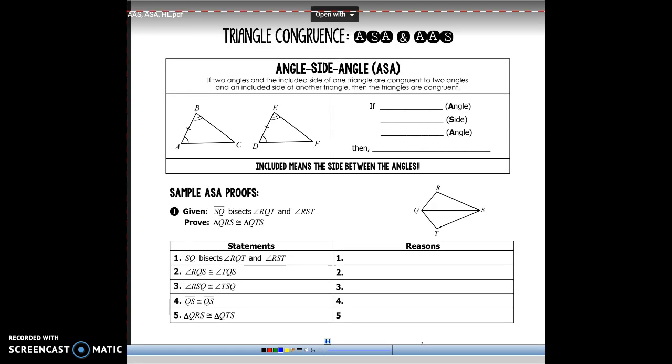So if two angles and the included side of one triangle are congruent to two angles and the included side of another triangle, then the two triangles have to be congruent. So if you can show those three things, then the triangles have to be congruent.